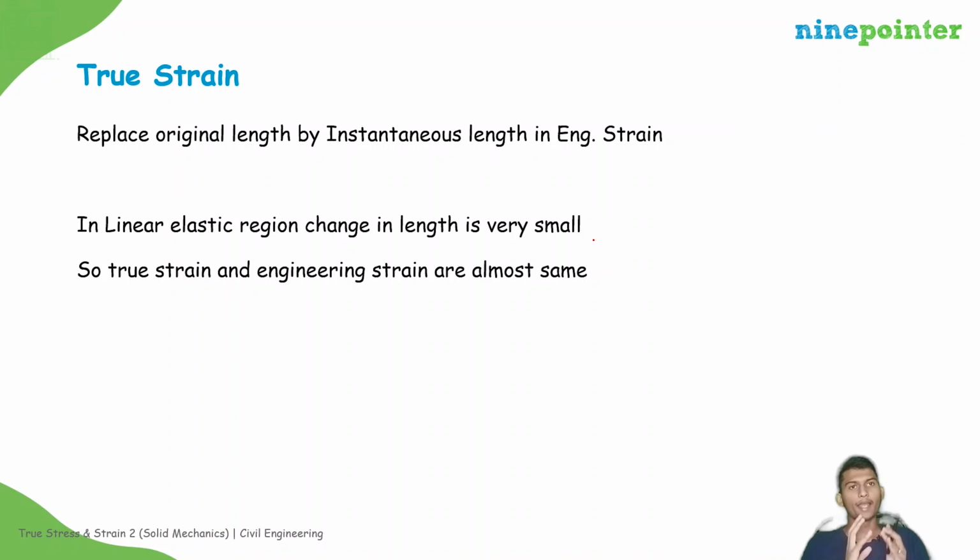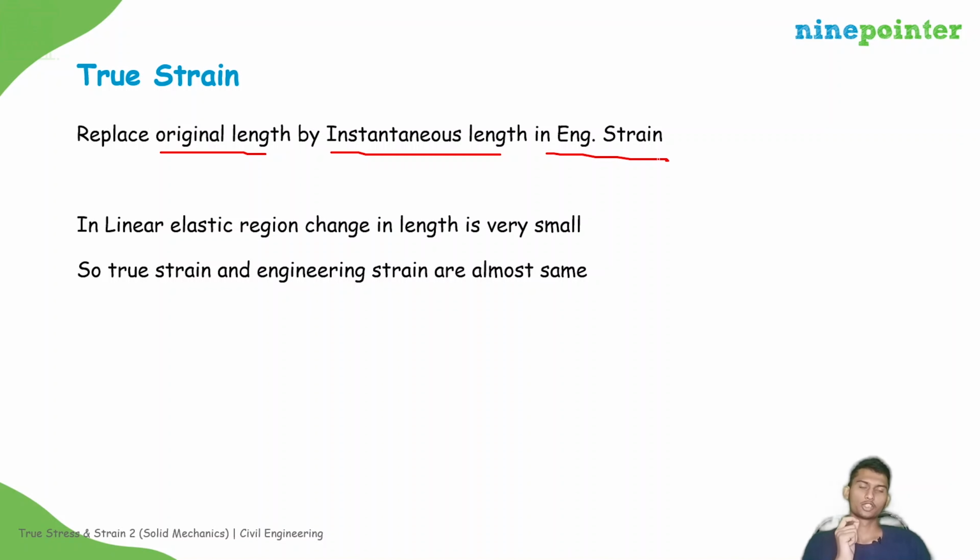And we said that in plastic deformations, the true stress and engineering stress have much difference, so we need to use only true stress. That is the case in the manufacturing field, where we generally use plastic deformations. So now we are going to discuss true strain. Similar to true stress, in true strain also we replace the original length in engineering strain by the instantaneous length.